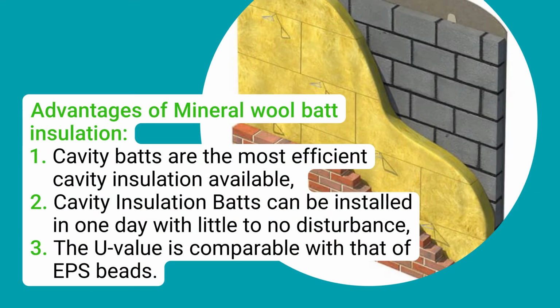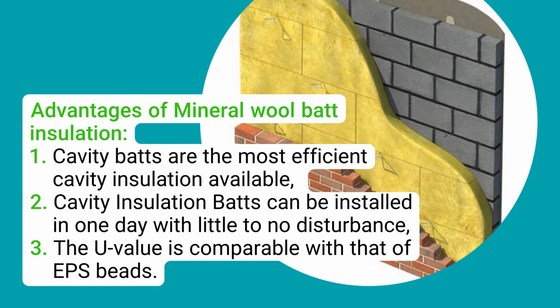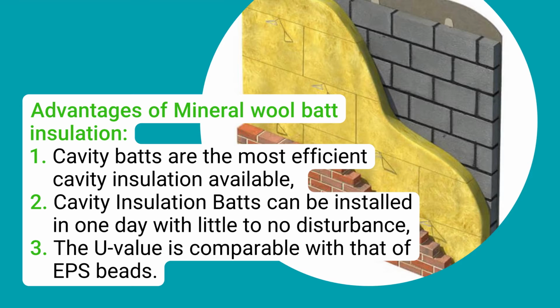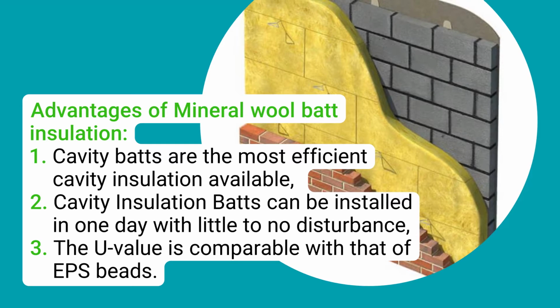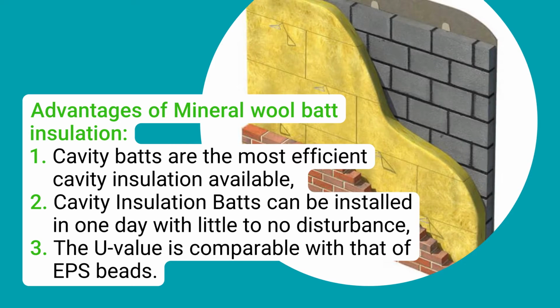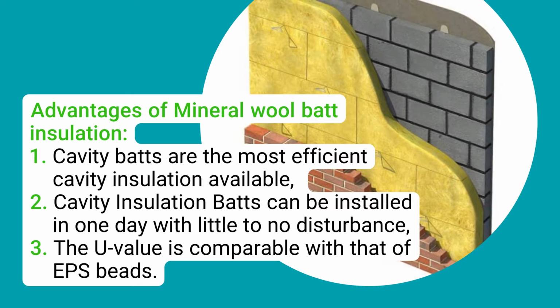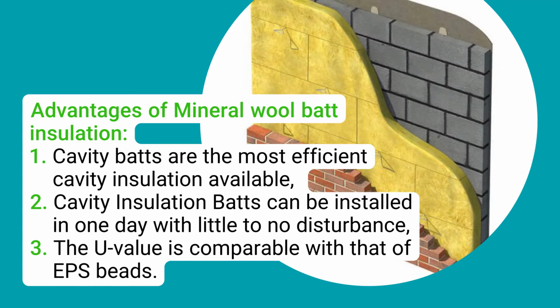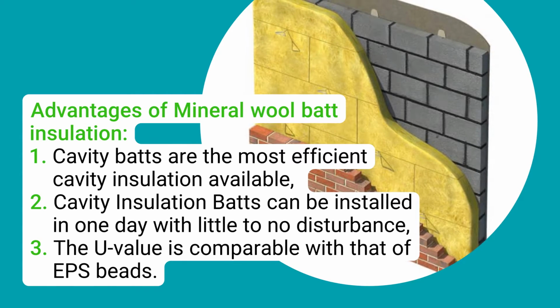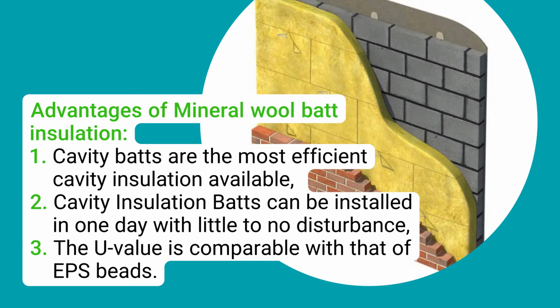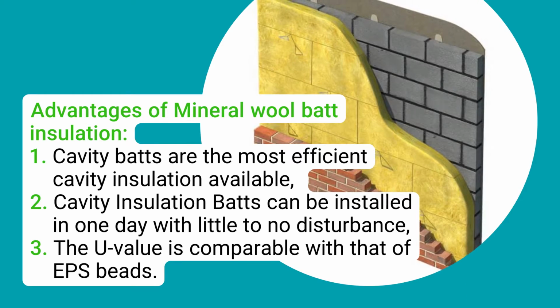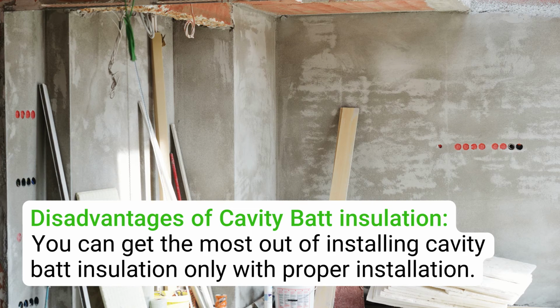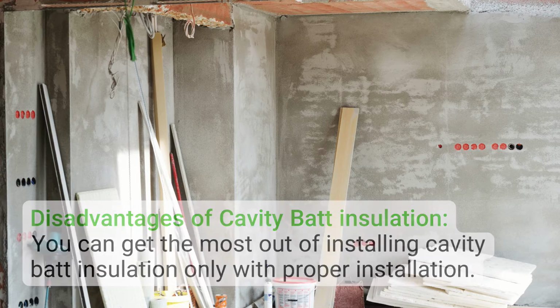Advantages of mineral wool batt insulation. 1. Cavity batts are the most efficient cavity insulation available. 2. Cavity insulation batts can be installed in one day with little to no disturbance. 3. The U-value is comparable with that of EPS boards. Disadvantages of cavity batt insulation. You can get the most out of installing cavity batt insulation only with proper installation.